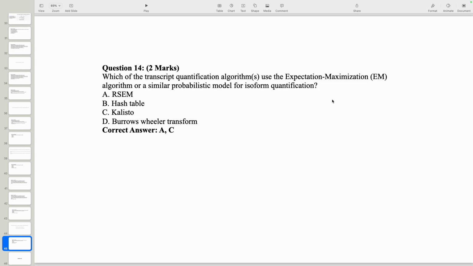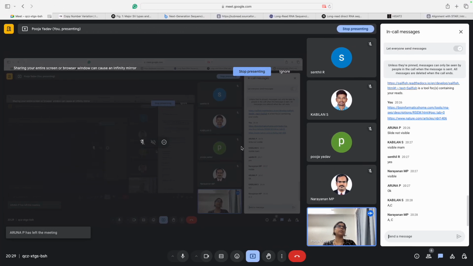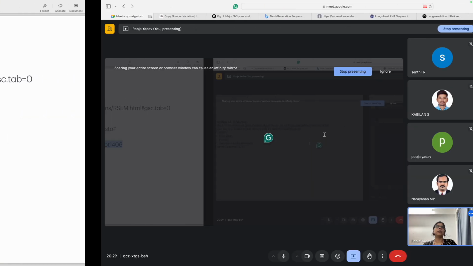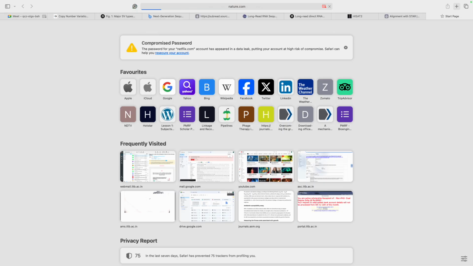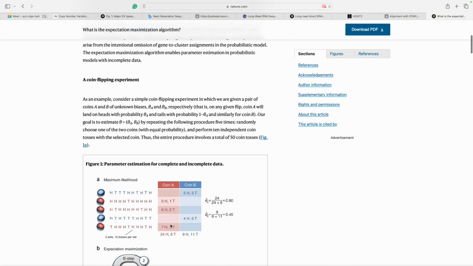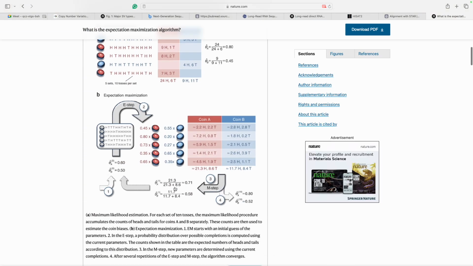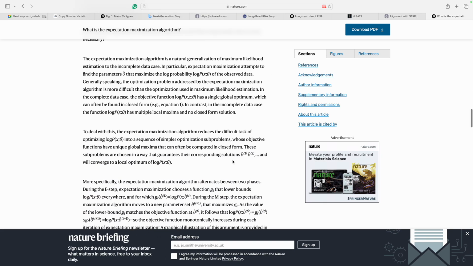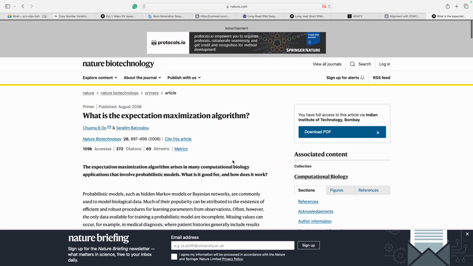I've shared the link with you. You can go through this link and see what these algorithms are and how they actually work. I have shared a Nature article with you. I would highly suggest going through this article, where it has been clearly explained how these algorithms work. I found this article very interesting, so if you have time, please go through it.